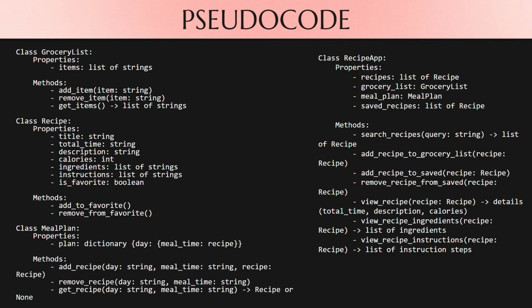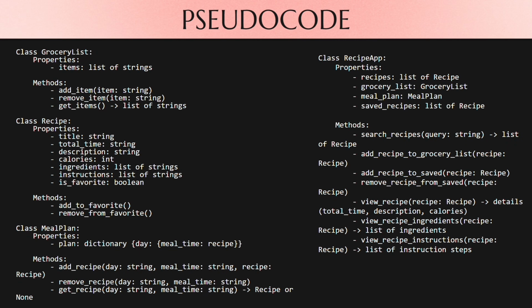Here's our pseudocode. So for the class grocery list, we'll have properties, which is an items, a list of strings, and those methods that we discussed in the UML class diagram. Then class recipe, which has title, total time, description, calories, ingredients, instructions, and then this one in specific is favorite, which is a Boolean value. And if it is favorite, it'll be in our favorited list. Okay, then we have some methods, which is add to favorite or remove from favorite.